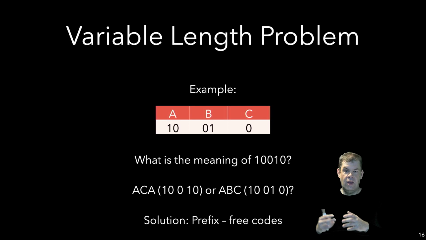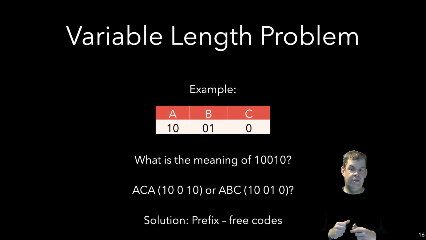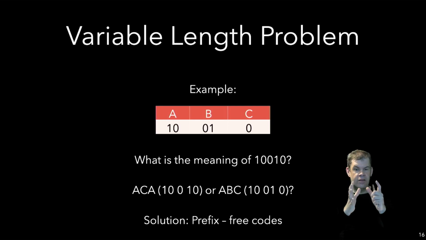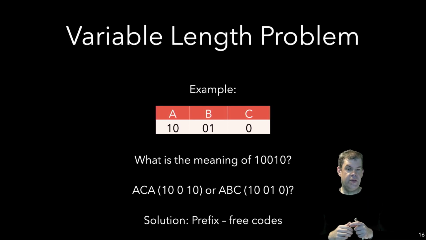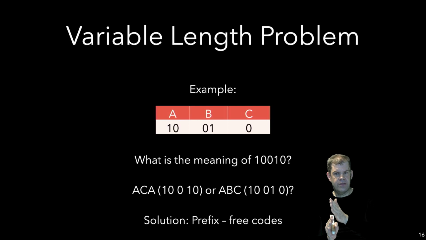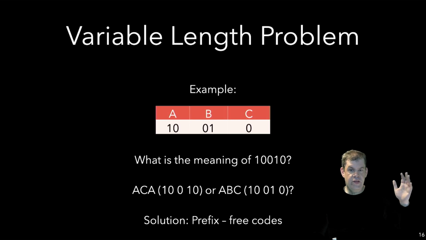I could fix this simply by choosing A as 10, that's fine, but B as 11, and then C as 0. So if I change just the code for B to 11, this works perfectly fine. Because whenever I start with a 0, I know this can only be a C, because none of the other two codes start with a 0. So I can output the C and continue with the next. Whenever I read a 1 first, I know this cannot be a C, so let's look at the next character and determine whether it's a 0 or a 1, and then continue this way.